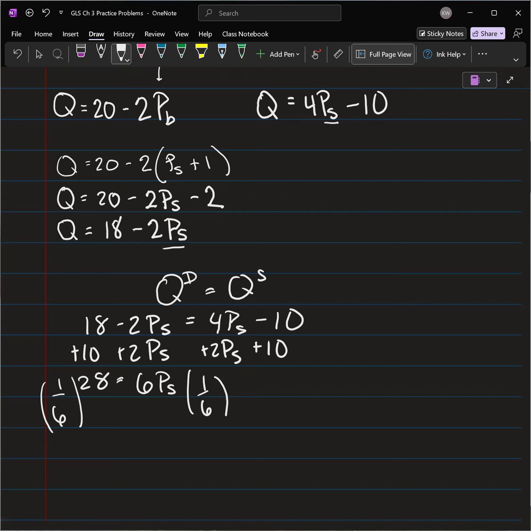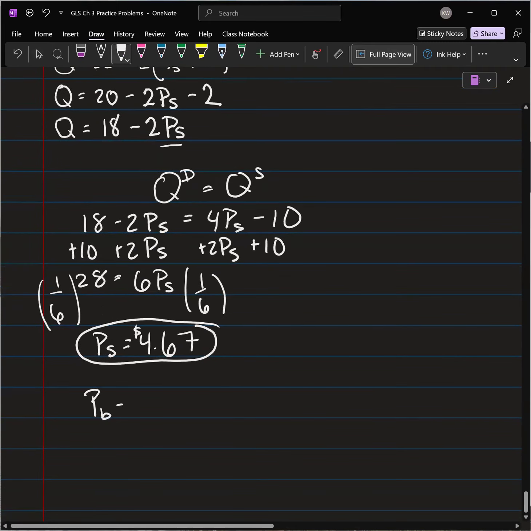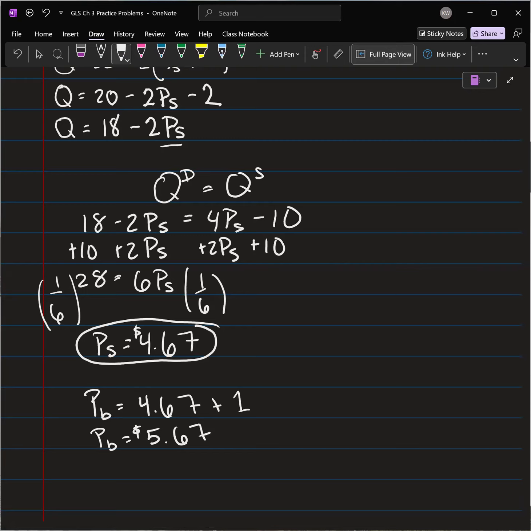a decimal that repeats. And so we're going to round to the nearest hundredth since we're dealing with currency. And so we'll get that the price that sellers receive is equal to $4.67. Again, just rounding to the nearest hundredth when we divide 28 by 6. Now that we have the price that sellers receive, we can substitute that into our relationship between the price that buyers pay and the price that sellers receive. So we find that the price that buyers pay is equal to the price that sellers receive, which we just found was $4.67, plus the tax, which is $1. And so the price that buyers pay is equal to $5.67. So they're different by $1.